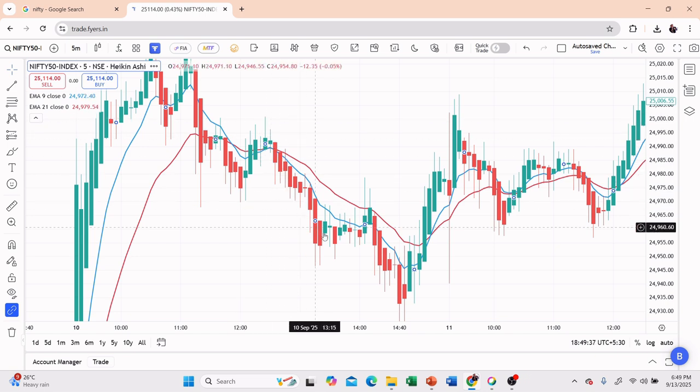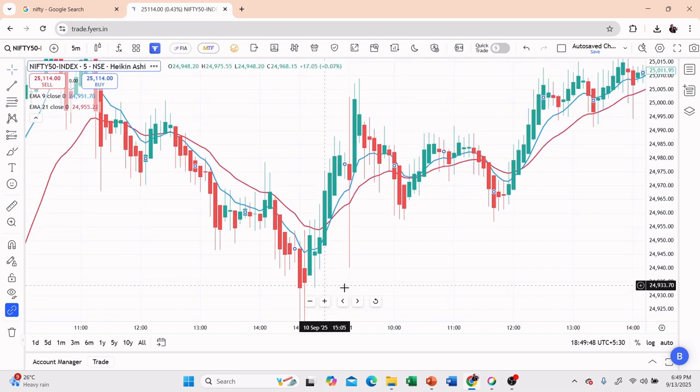You go with the trend. That is, you are short in this market because the 21 period moving average is above the 9 period moving average. You stay short in the market to make the money.